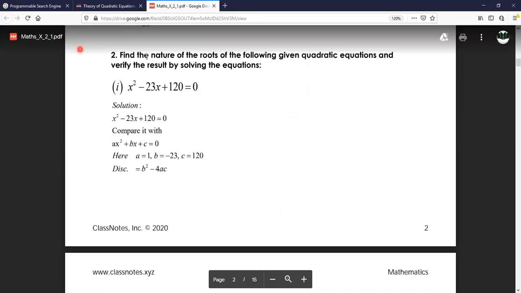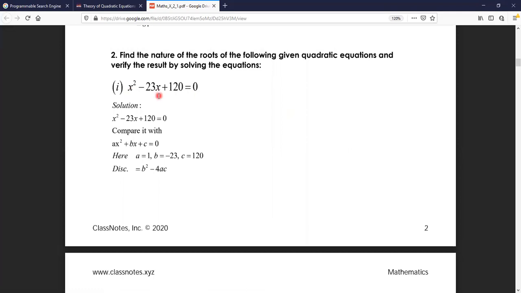Over here, find the nature of the roots of the following quadratic equations and verify the result by solving the equation. Now look at the equation: x squared minus 23x plus 120. The main agenda is to find the nature of the roots, and then you have to verify the result also. So first I'm going to compare with the general form, ax squared plus bx plus c equal to 0. Over here I have a equal to 1, b equal to minus 23 and c equal to 120.